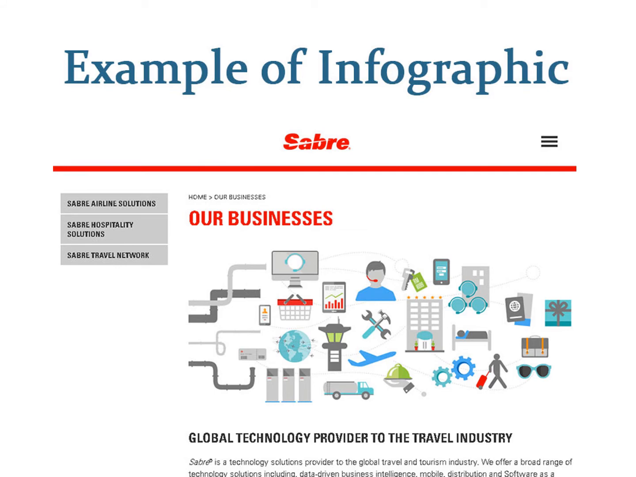This is an example of an infographic. Sabre focuses on the travel industry, providing software and apps. The picture includes a person with a suitcase, an airplane, and other symbols of travel. But if a person can't see the image, you might miss the message.